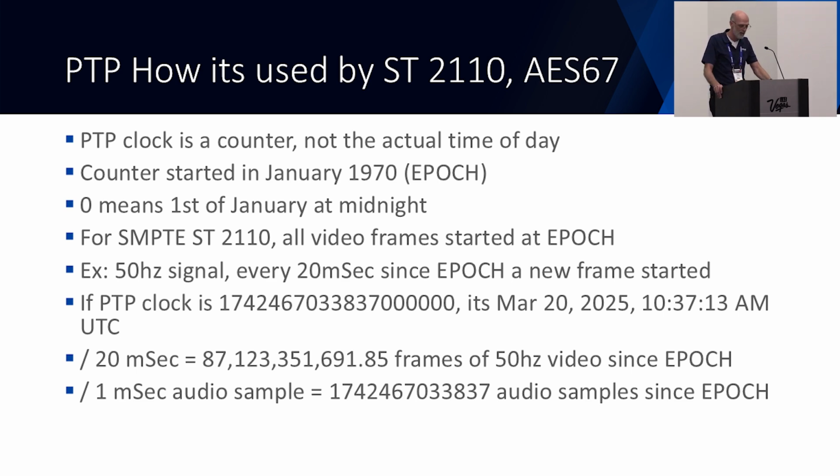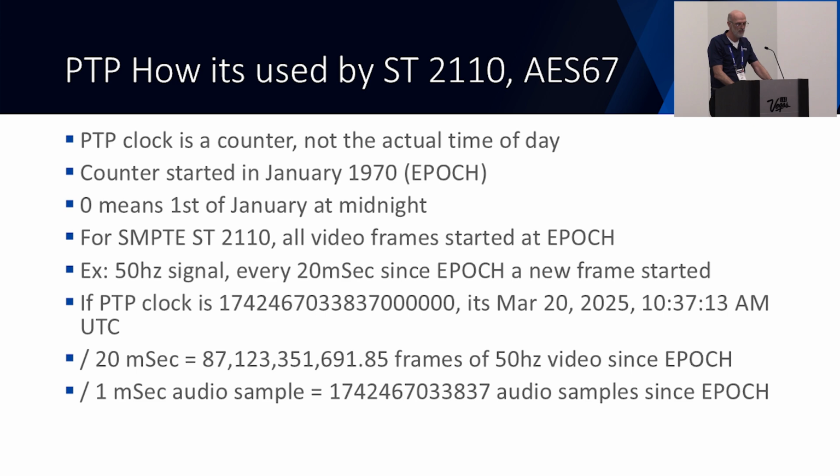So I took the PTP clock of March 20th, 2025, 10:37:13 a.m. Happens to be the time it was when I wrote this. I started writing this document, right? So if you take that PTP clock value and you divide it by 20 milliseconds, we now found out that it's been this amount of frames of 50 Hertz since 1970, the epoch, okay? So there's about to be another frame, 0.85% of a frame so far. If we're looking at audio, and we're doing audio at 1 millisecond packet time, then we divide it by this, and it's been that amount of audio samples since epoch, okay?